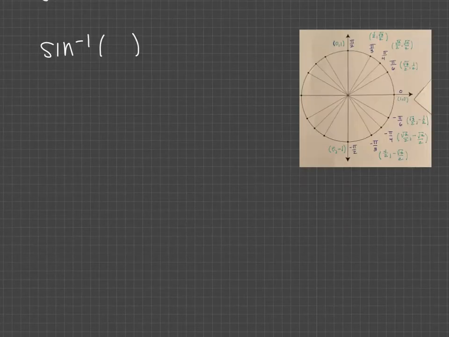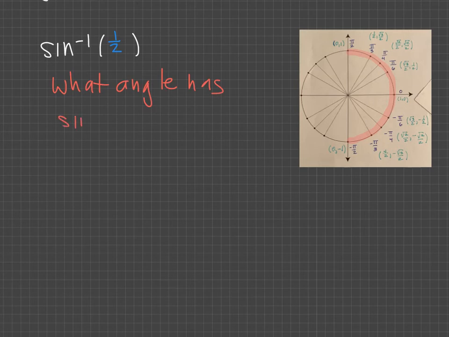All right, we're ready to evaluate some inverse sine functions. Let's evaluate sine inverse of 1/2. Keeping in mind that we are limited to the angle measures from negative pi over 2 to positive pi over 2, we are going to ask ourselves the question, what angle has a sine value of 1/2?